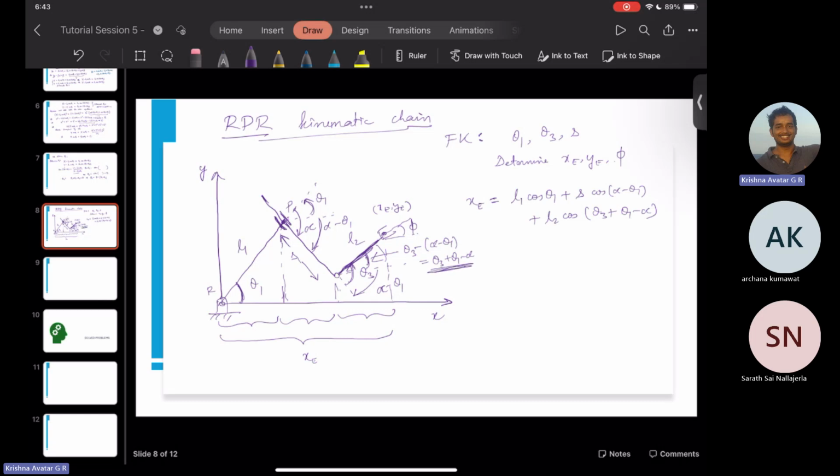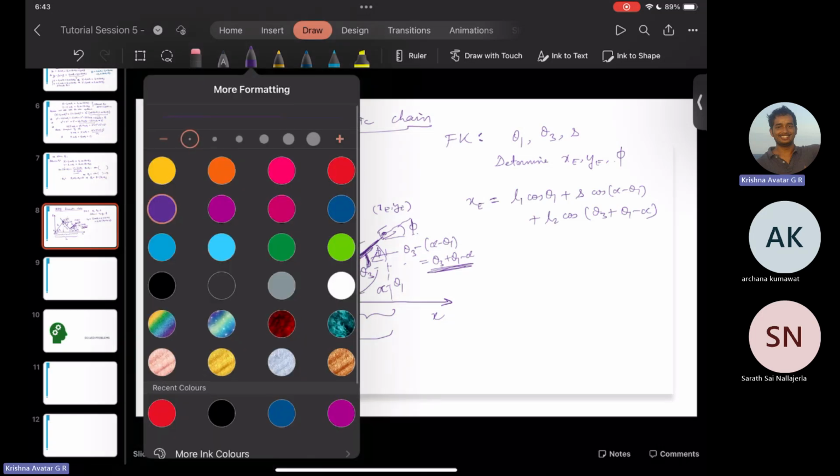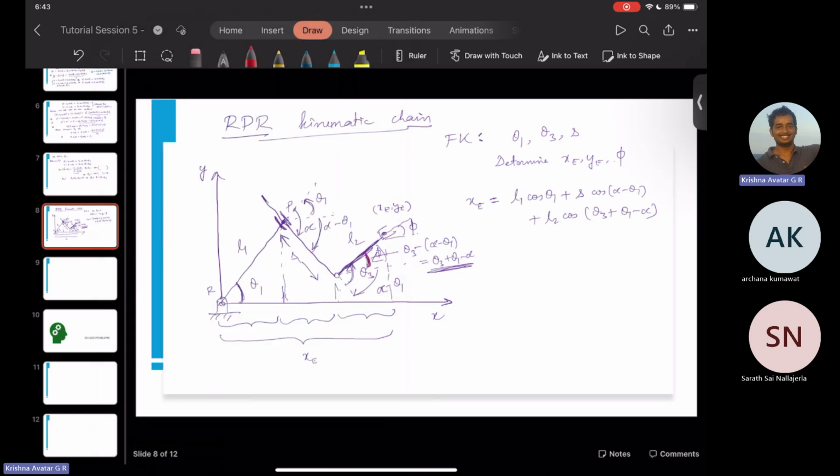Now, fortuitously, we are again able to get the value of phi here. So phi is actually this angle. I'll just use some different color. So this is the phi here. And we are able to obtain phi during the process itself. So here phi is theta 3 plus theta 1 minus alpha. Right?